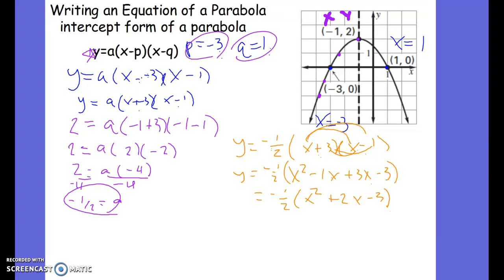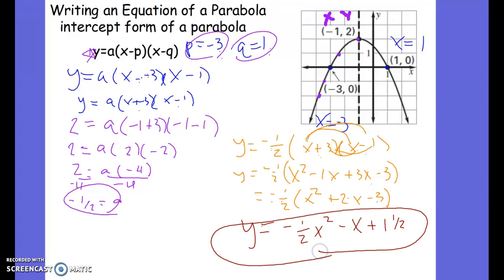So we just have to multiply by our half. -1/2 times x squared is just -1/2 x squared. -1/2 times +2 is going to be negative. Half times 2 is just 1, so we have -1x or -x. -1/2 times -3 is going to be positive, 3/2, which is the same as 1 and 1/2. So y equals -1/2 x squared minus x plus 3/2. And that is our quadratic equation that goes with this parabola right here.